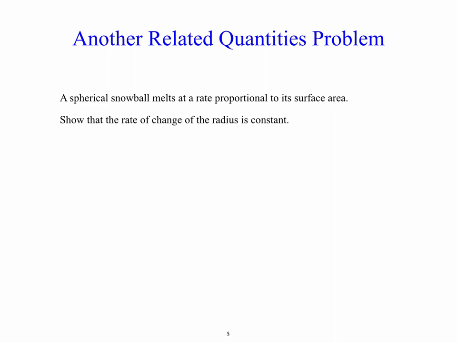I'm giving you these examples because historically speaking, these problems are challenging. The reason they're challenging is because I give you 2 sentences and no roadmap for how to get from those 2 sentences to a solution. So for instance here, I've got a spherical snowball melting at a rate proportional to its surface area. Show that the rate of change of the radius is constant.